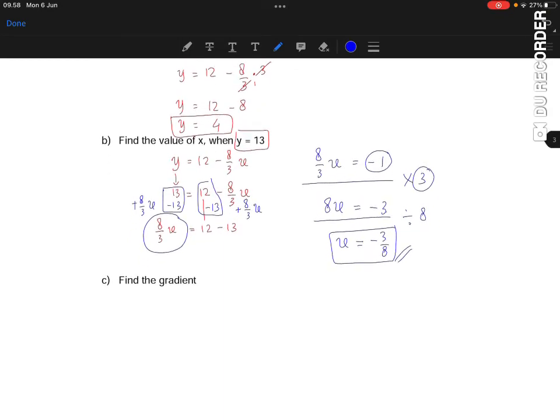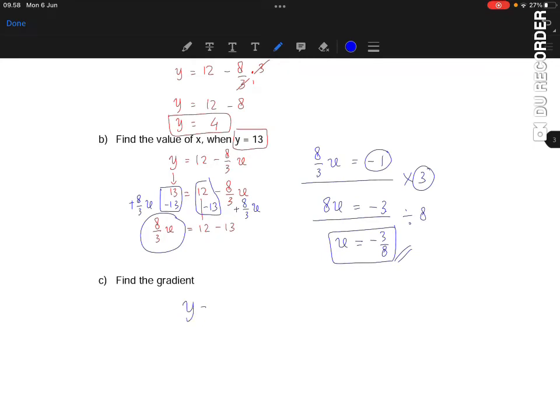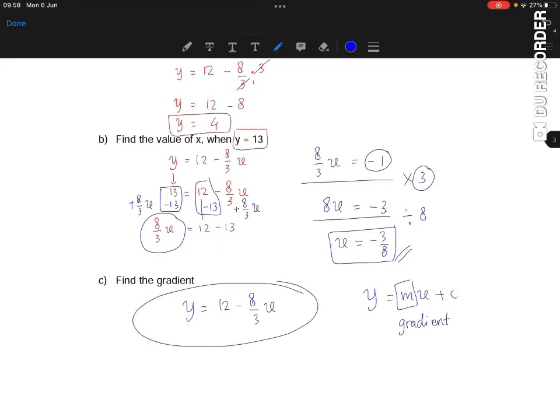Move on to number c. We need to copy and paste the equation again. Remember guys, do you still remember y equals mx plus c? Which m here is for your gradient. So put it in your mind that the gradient always goes along with your x. So if you have equations like these, you only need to pay attention to the number in front of your x. But you need to make sure that this one is already 1y.